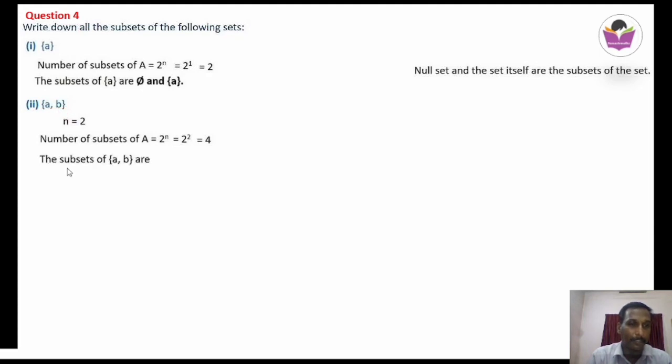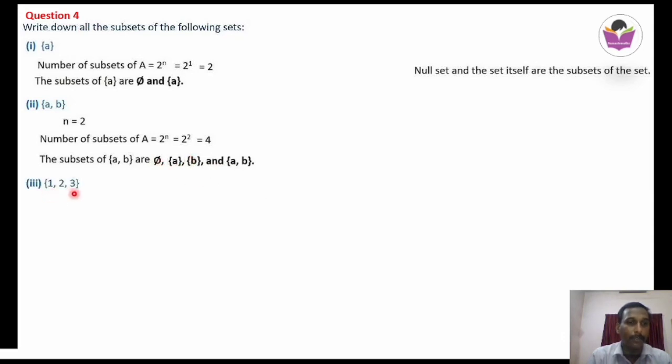4 are there. So the subsets of set A, B are: the null set, first set we have written. Then set of A, an individual element you have taken. Then set of B, another individual element, the second element. Then the set itself, that is set of A, B. There are 4 subsets: 1, 2, 3, 4.